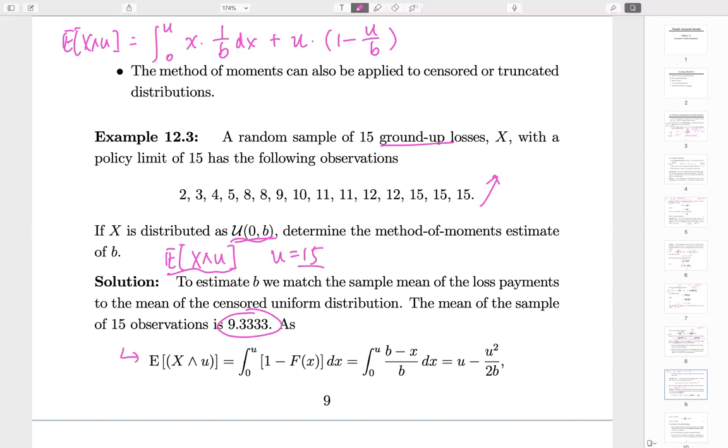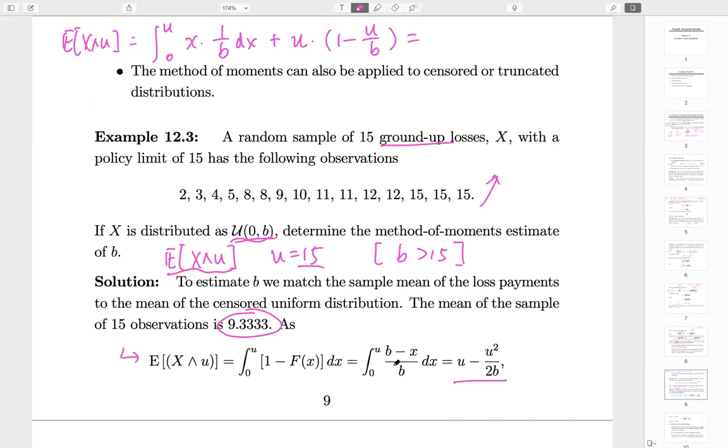Okay. By the way, here I should already mention that B should be greater than 15, right? So that's something you should keep in mind. Otherwise, this will give you a negative value. If B is greater than 15, here my U is 15, then 1 minus U divided by B will be positive. Okay. Well, this obviously will give you the same result as this. So now we match, right?